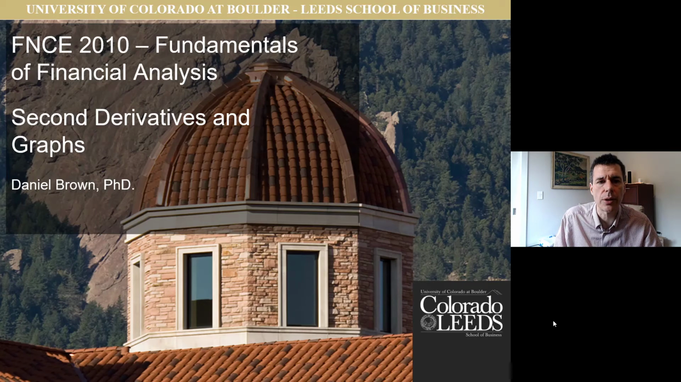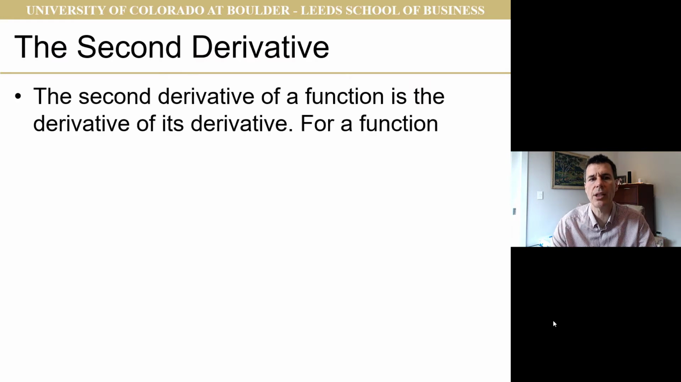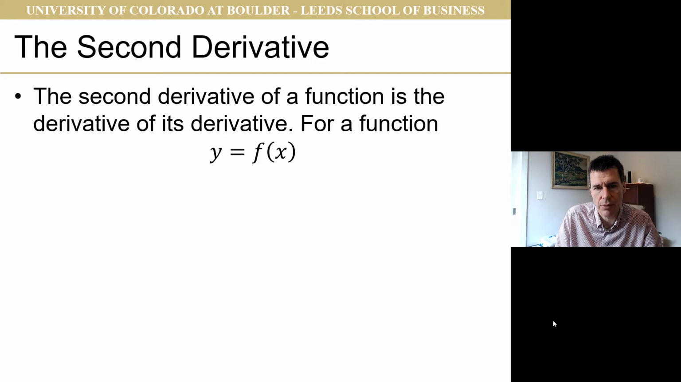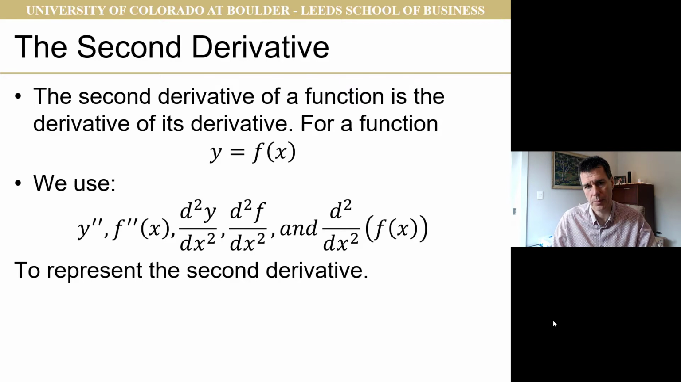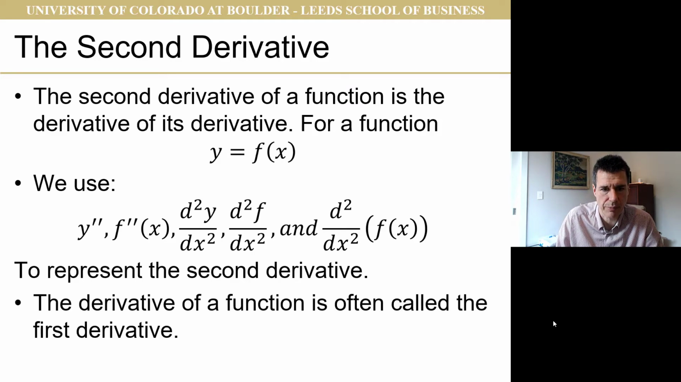In this video, we're going to talk about the second derivative of a function. The second derivative of a function is the derivative of its derivative. For a function y equals f of x, we use y double prime, or f double prime, or d squared y dx squared, or d squared f dx squared, or d squared dx squared of f of x to represent the second derivative. So the second derivative of a function is simply the derivative of its derivative.